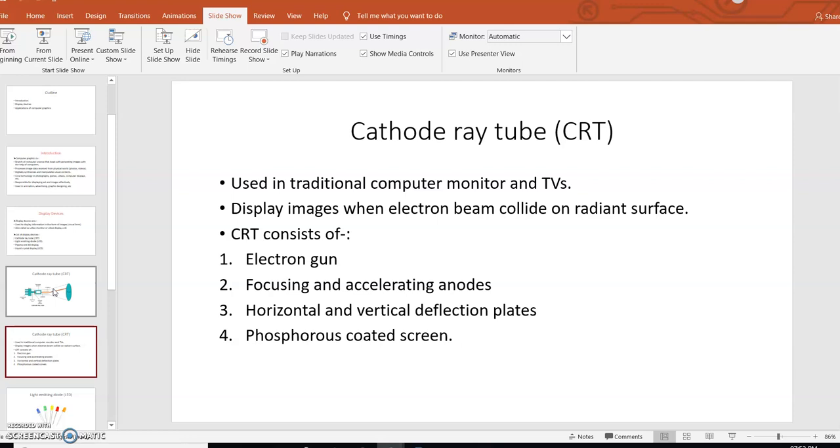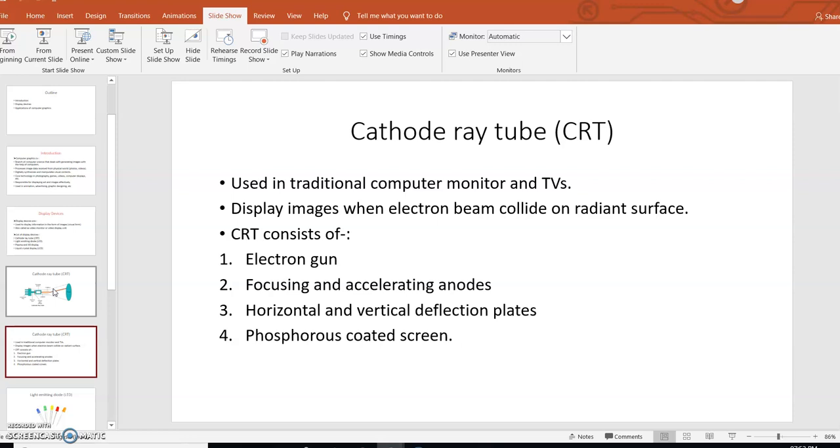Okay, so this is the basic principle. I can give you homework for this: find the information regarding the CRT, because it is a very huge topic. We cannot cover this in one single PPT presentation.